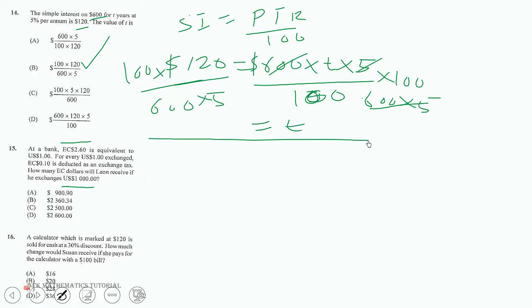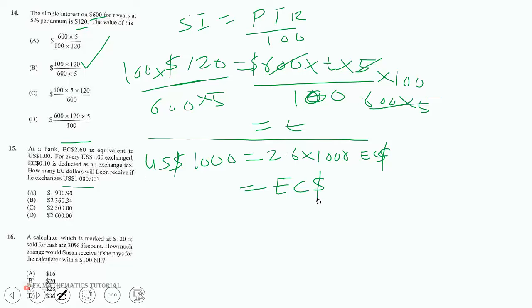So 1,000 US dollars will be equal to 2.6 times 1,000 EC dollars. So this will be equal to EC dollar 2,600.